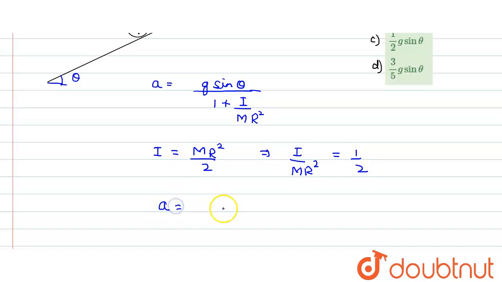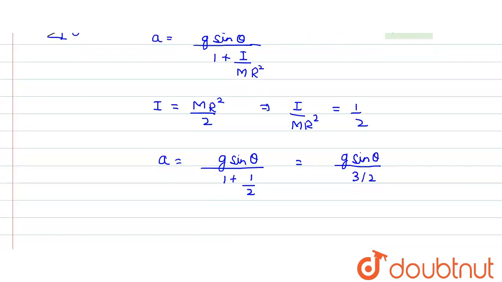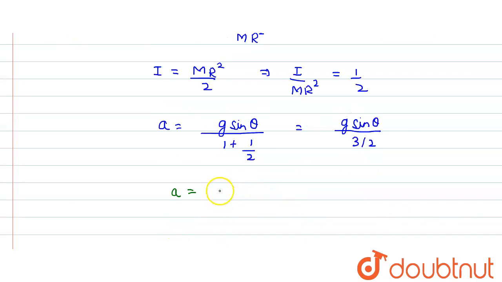So our acceleration would turn out to be g sine theta divided by 1 plus I divided by m r square. I divided by m r square is 1 by 2, so we put in 1 by 2. Taking the LCM, this becomes g sine theta divided by 3 by 2. So finally the acceleration would be equal to 2 by 3 g sine theta. This is the value of the acceleration.